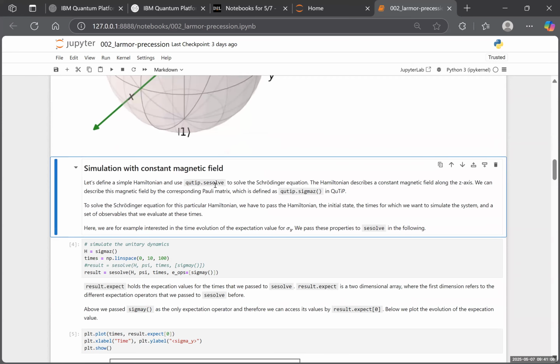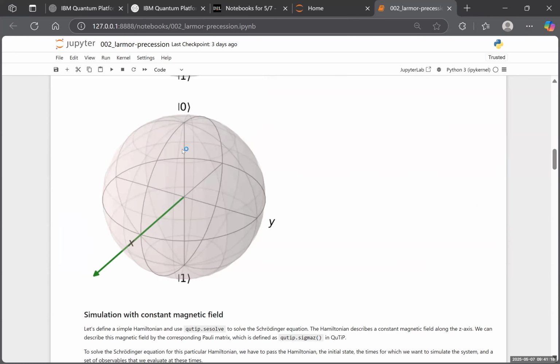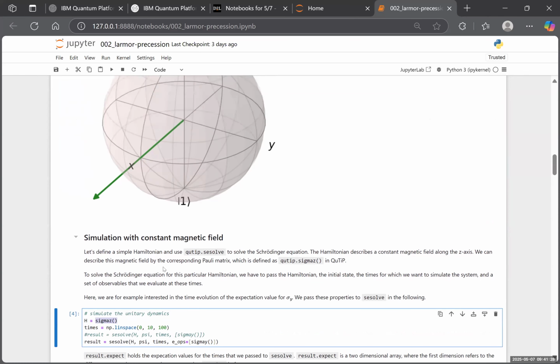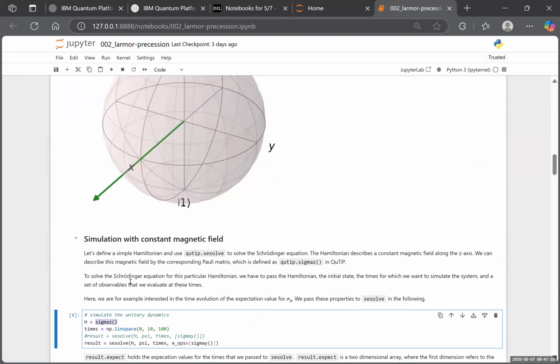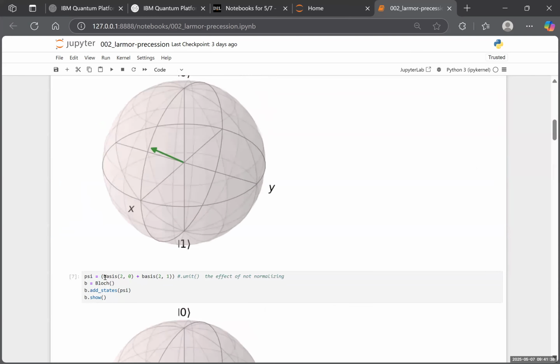Okay, now you have a magnetic field, and it's in the z direction. So that means this spin will precess with respect to this magnetic field. Okay, let me just give the proper wave function. Okay, we have to do that, and that unit.